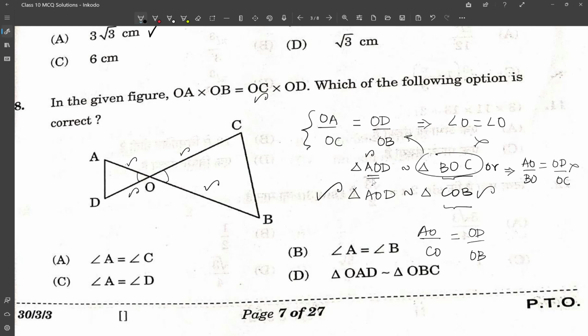So this one's correct. Now using this, we have to check whether the given options is correct. Which of these is correct? Now A is equal to C, that is correct. Angle A is equal to angle C is correct. Angle A and angle B, they are not equal. Angle A and angle D, they are also not equal. OAD is similar to, it should have been OCB, but it is given in a different order. So option D is also ruled out. So the correct option is option A. On to the next question.